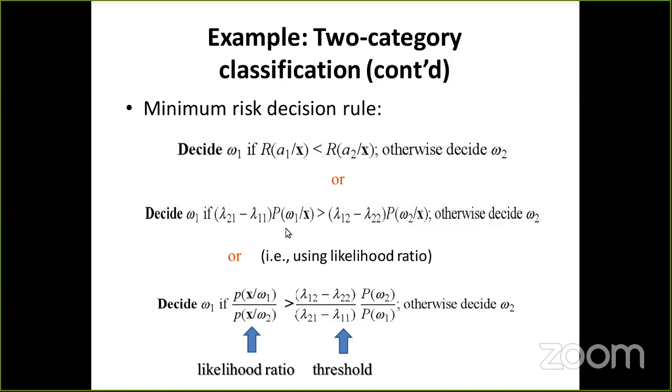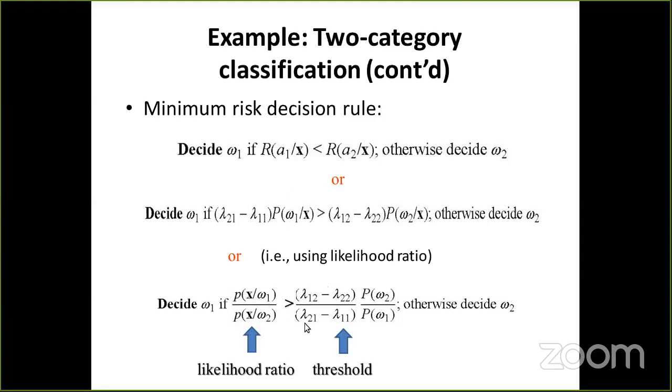This is also equivalent to the following. If you divide the lambda terms, bring the left hand side over here, you get this expression. Then you divide by p of omega 1 given x and p of omega 2 given x and bring it over here, and then you expand p of omega given x as p of x given omega into p of omega over p of x. So you get these extra terms. Essentially all these three rules are exactly the same, and you can use any of them to make your decision.